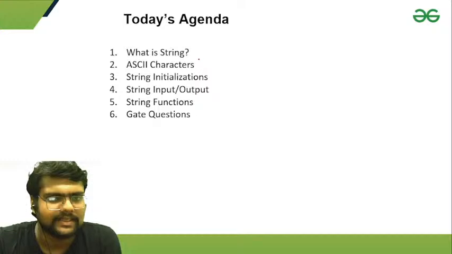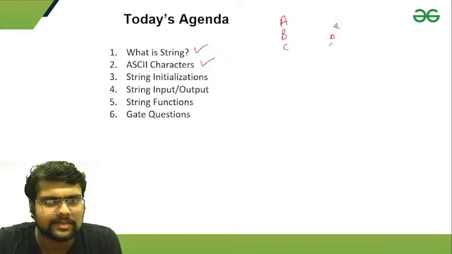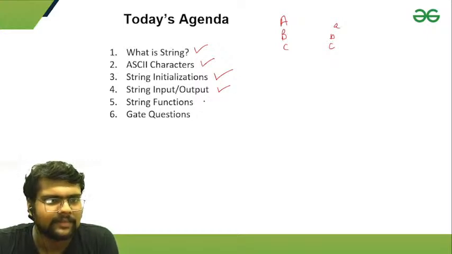So this is our today's agenda. In this we are going to cover what is a string, then about ASCII characters, we will see what are ASCII characters, okay, and what are the values of standard characters like A, B, C, small a, small b, small c, etc. Okay, then we will study about different types of string initializations. Okay, so how we can initialize the string. Then we will see how can we take string as an input and how can we output it on the standard output.